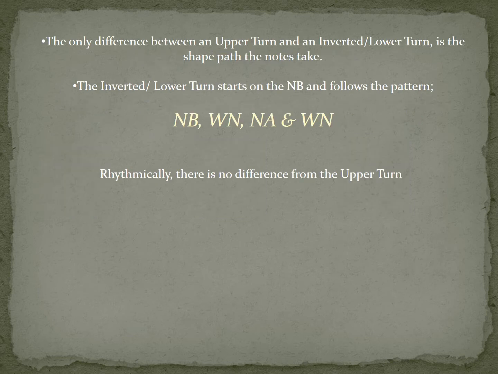Now the only difference between the inverted or lower turn is basically the shape of the notes. The normal turn always started on the note above. This lower turn starts on the note below and goes through the written note to the note above and back again. So in other words, it's the note below, the written note, the note above, and the written note. Now rhythmically, it's exactly the same as what you've covered so far with the upper turn.